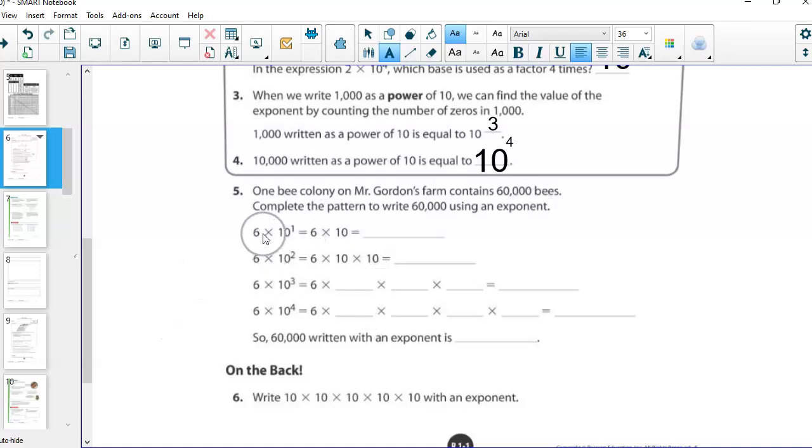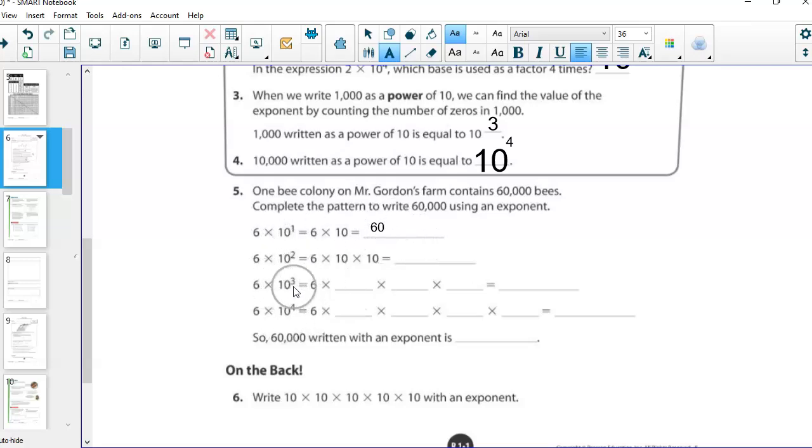Okay, so we're going to start out and work our way down to create 60,000. So if you look at this first one, we have 6 times 10 to the first power. 6 times 10 to the first power is basically the exact same thing as just taking 6 times 10, or it would be having the number 6 with 1 zero behind it. Okay, so that's 6, and then we have 1 zero behind it because 10 to the first has a 1, which tells us we have 1 zero.